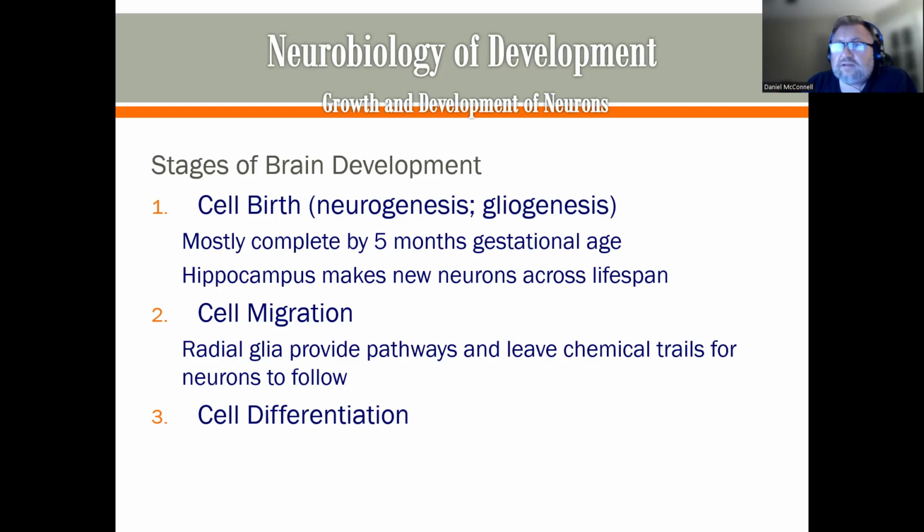What else is going on in there? There are other changes that have to happen in the brain, because just having neurons in the brain is not everything there is to tell the whole story, which we're going to get into here.